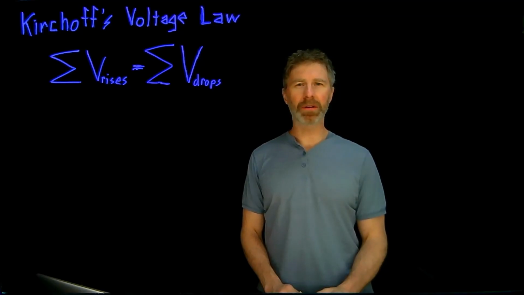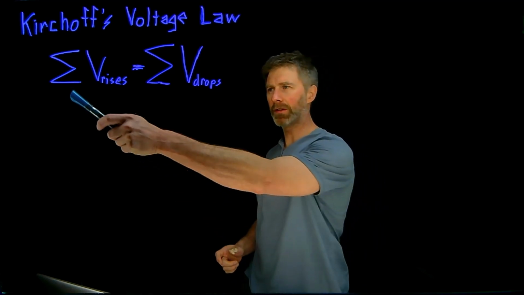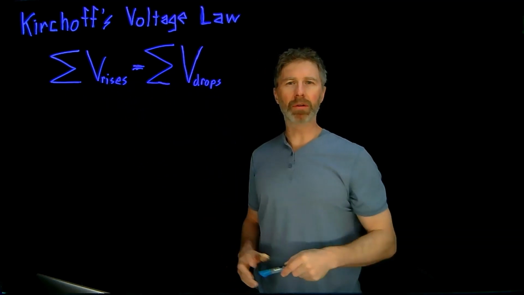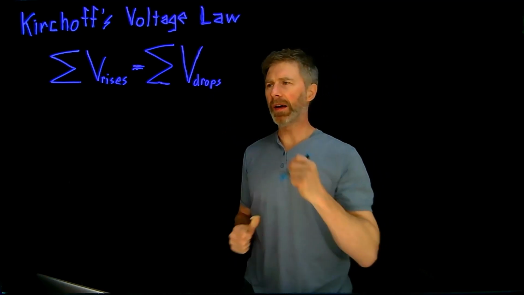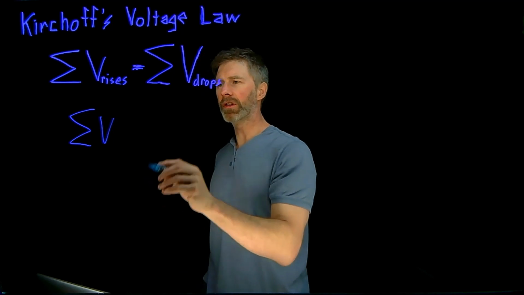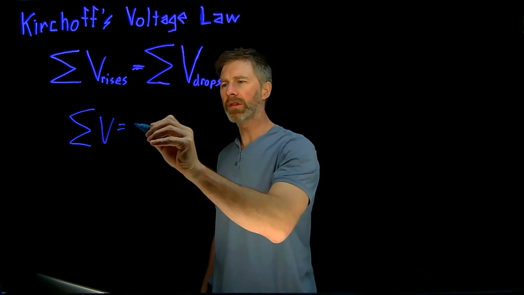In this video, I'm going to talk about Kirchhoff's voltage law. Kirchhoff's voltage law says that around any closed electrical loop, the sum of the voltage rises, that's what this is indicating, equals the sum of the voltage drops. Another way to put that is that the sum of the voltages around the loop is equal to 0.